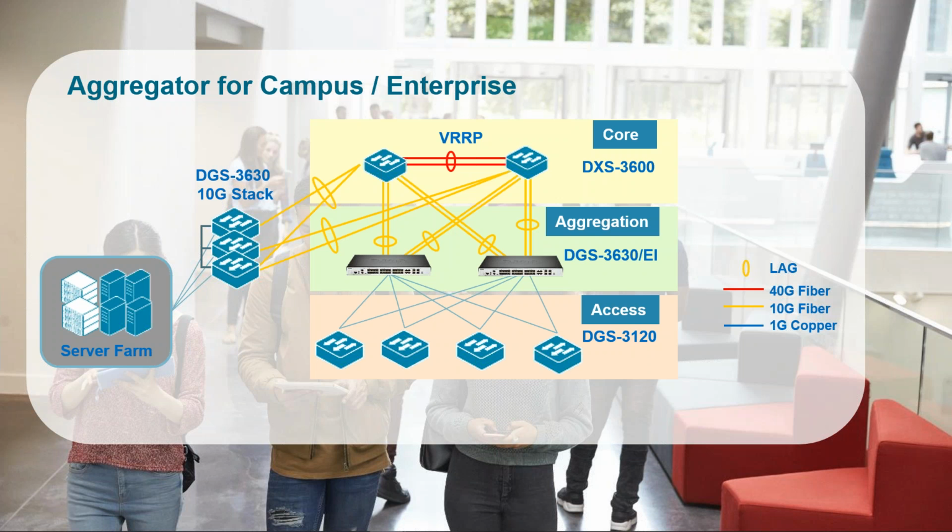Now you'll also look at the core, and we can do other technologies like VRRP. And what that means is you can actually have 2 devices running at the same time. One of them goes down, all of the traffic will be able to route through the next one.